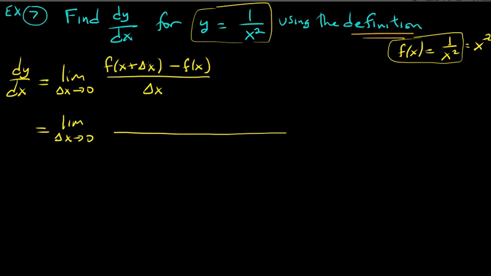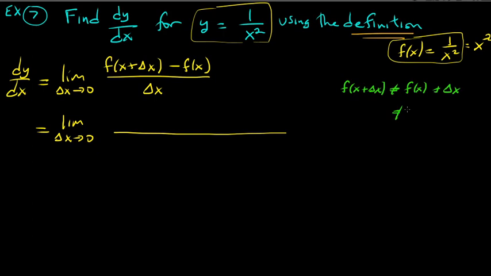So what is f of x plus delta x? Well, I'll tell you what it's not. It's not 1 over x squared plus delta x. Don't make that mistake. That's something you might have done. I know we've all made that mistake at some point. So let me be very clear here that f of x plus delta x is not the same as f of x plus delta x.